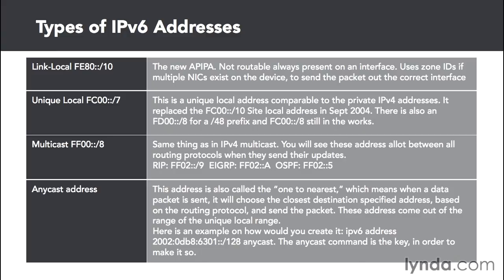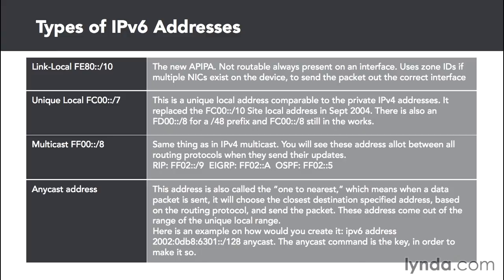Now, there's something it says there about zone IDs. Let's say you have a multi-homed server that has multiple NIC cards. Since the address starts with FE80, when you try to ping another FE80 address, or another network to go out, how does it know where to go if all these addresses start with FE80? Well, there's something called a zone ID. At the end of the address, there's a percent sign and a number.